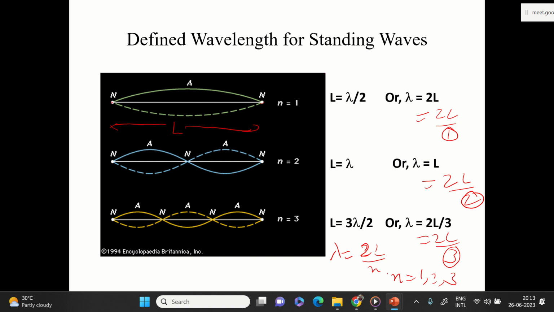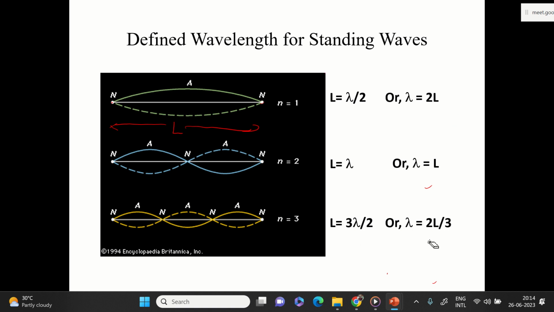All standing waves cannot have a continuous change in lambda, and if there is no continuous change in lambda, then there cannot be continuous change in energy. This is what we know as quantization. Lambda can be either 2L by 1, 2L by 2, or 2L by 3. So energy will accordingly have fixed values. So this is what you are seeing here. When you analyze the standing wave properly, you get the idea of quantization. All standing waves are quantized.